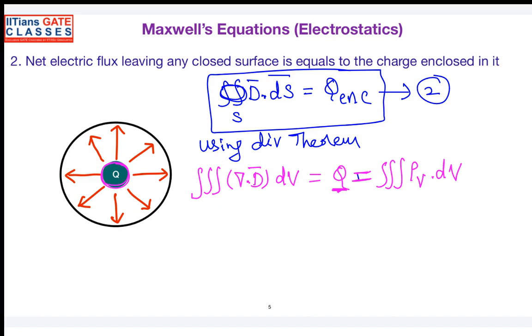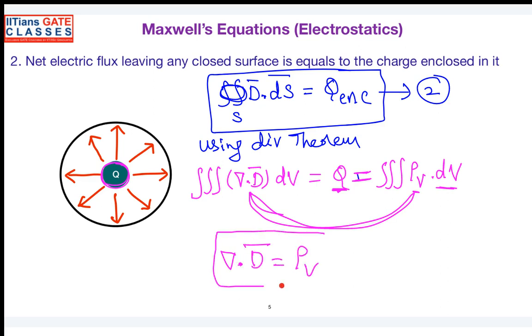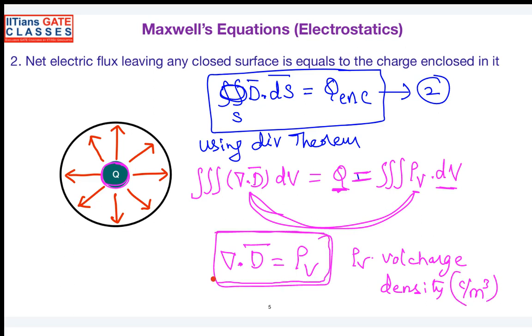So when you see the relation and compare these two, what conclusion are you getting? The divergence of electric flux density will be equal to rho v, where rho v is the volume charge density, and the units are coulomb per meter cube. So this represents the Gauss law in point form. Point form means either divergence or curl. And this represents the Gauss law in integral form.